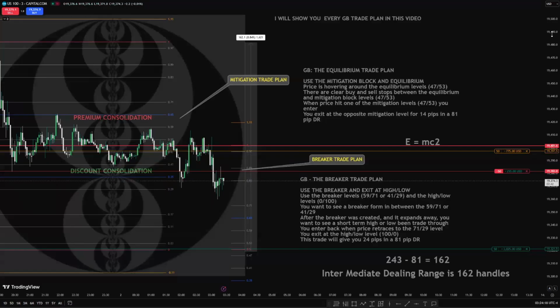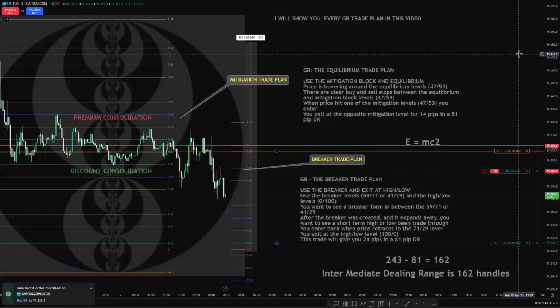Once the mitigation level is tapped, we enter the trade and aim for a clean 14 pip target, exiting at the opposite mitigation level. That's it. High probability, guys, low stress and well defined. This setup is especially powerful in a ranging or balanced market where the price respects equilibrium boundaries. So if you are looking for a structured and logical way to take trades with precision, this plan is great to master, guys.